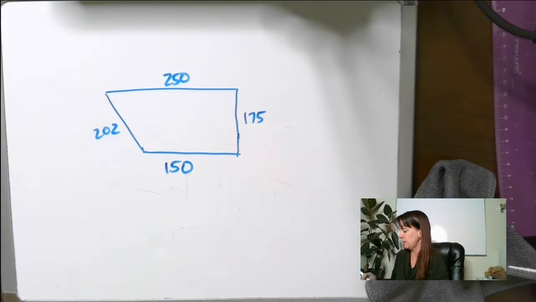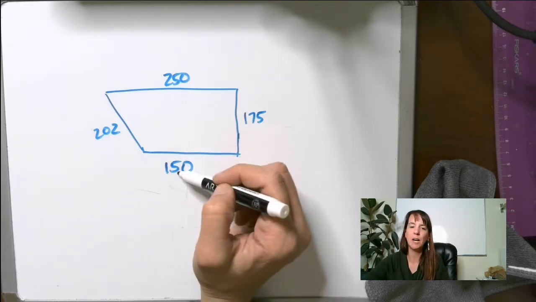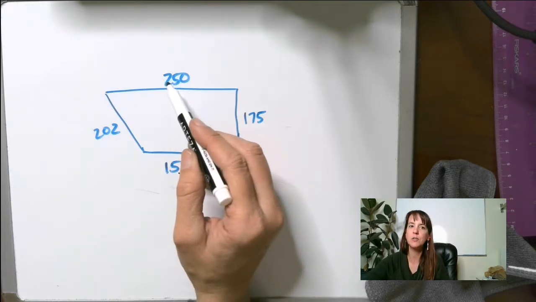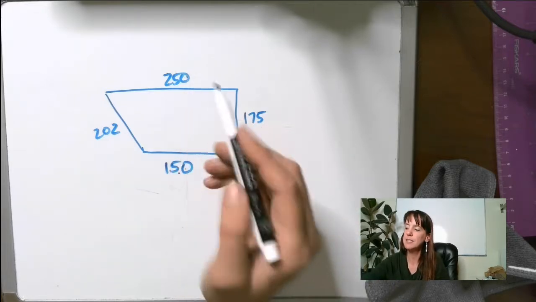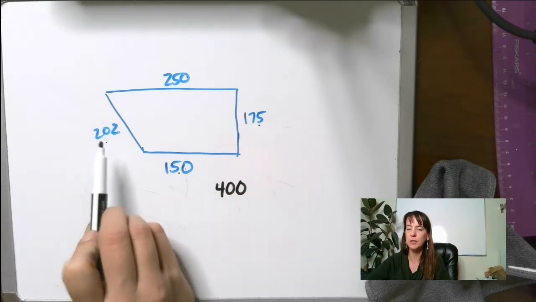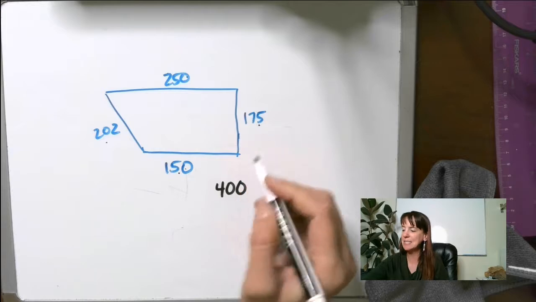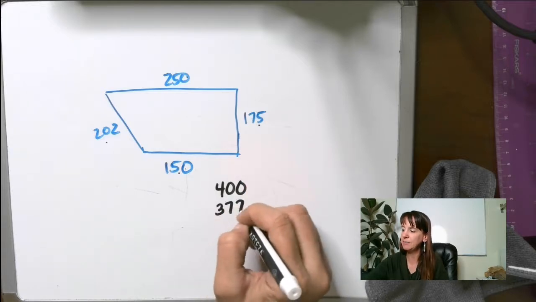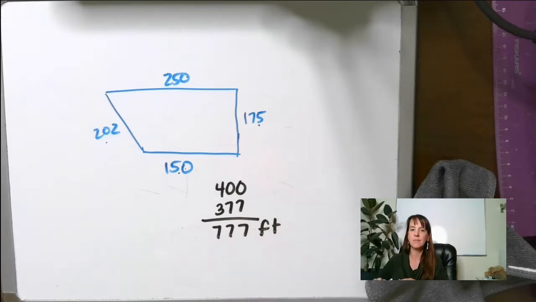I'm going to use this other pen. I think that'll be better. Add up all the sides. So we've got 250 and 150. Well, the 50s make 100. 1, 2, 3, and then the 50s make that 100, so 4. So this plus this is 400. 175 plus 200 would be 375 plus 2 more, 75, 76, 77. So 377. The 777 feet. Make sure you have your units on there, okay, guys?